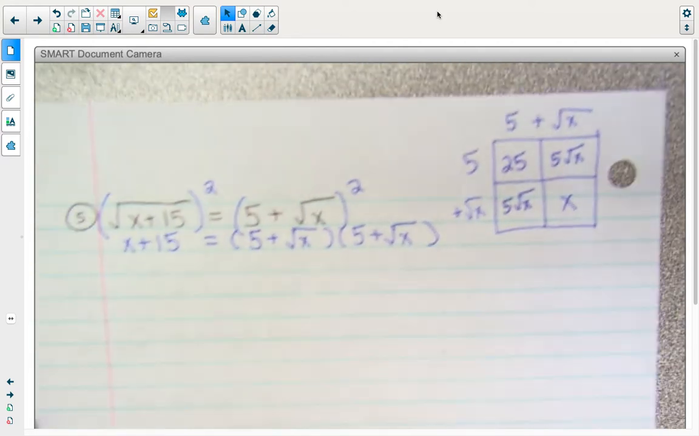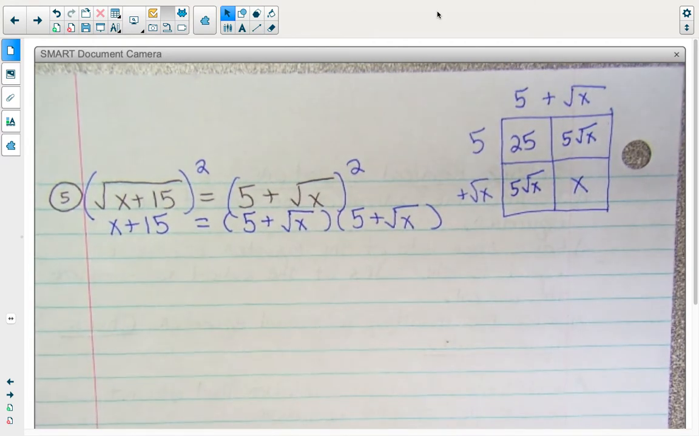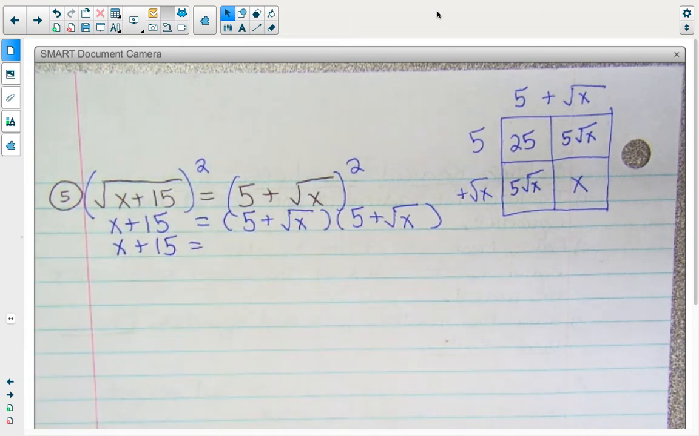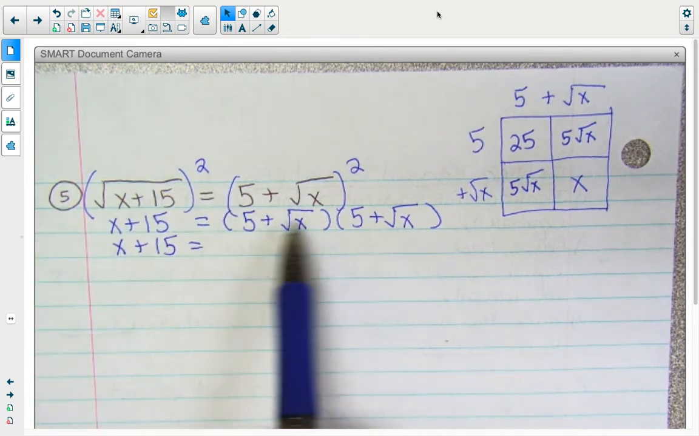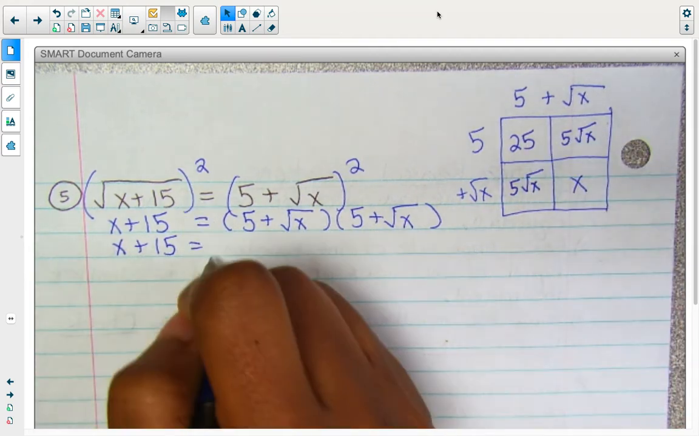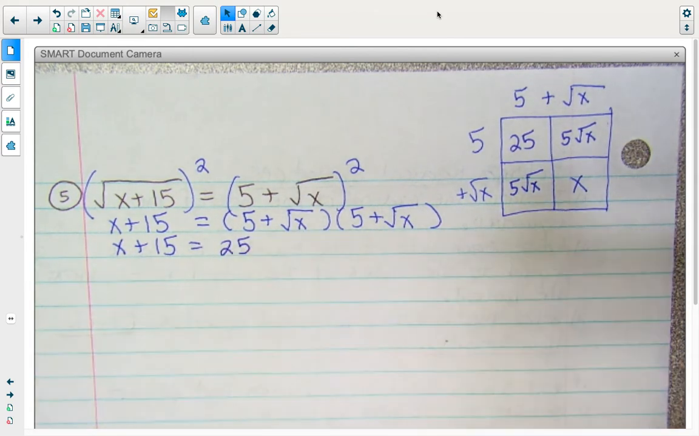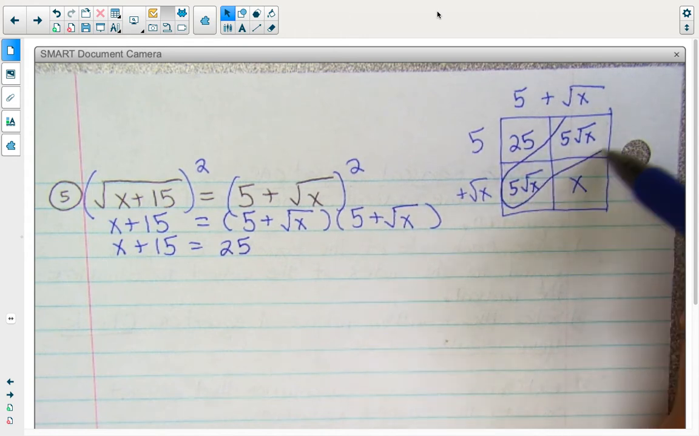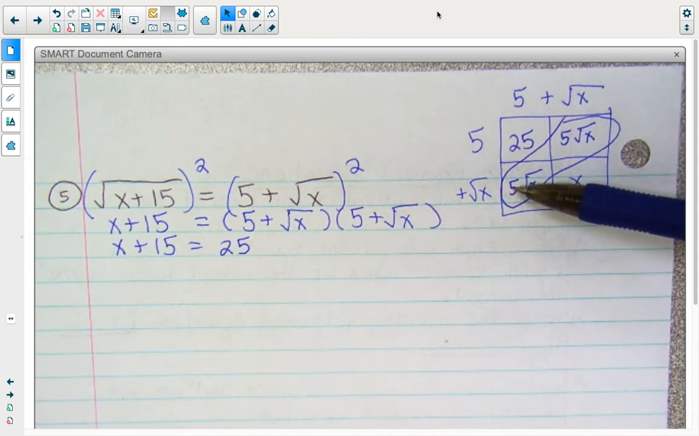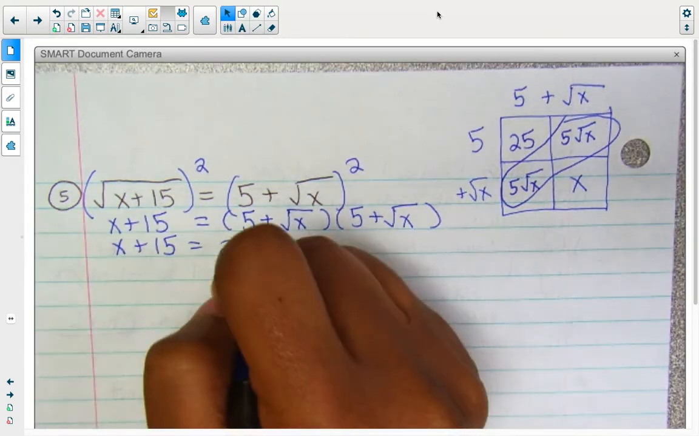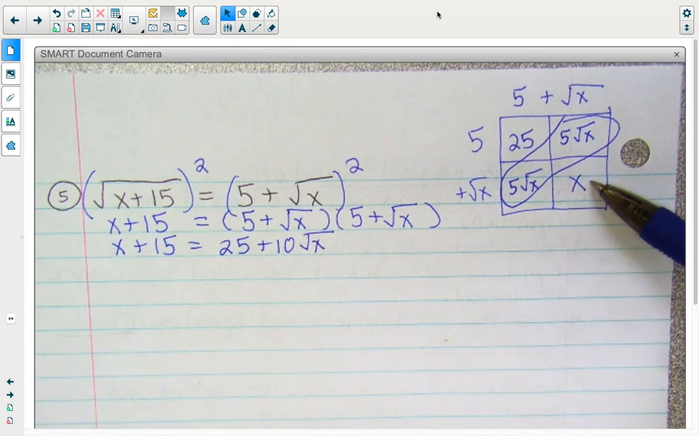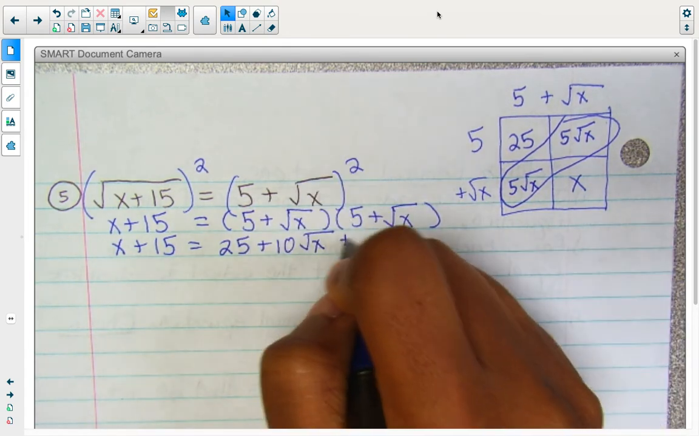Now let's put that back into my problem. So I'm going to bring down the x plus 15. When I multiply this out and combine like terms over here, it gives me 25. These two are like terms. 5 plus 5 gives me 10 square roots of x. And I have this regular x that I just bring down.